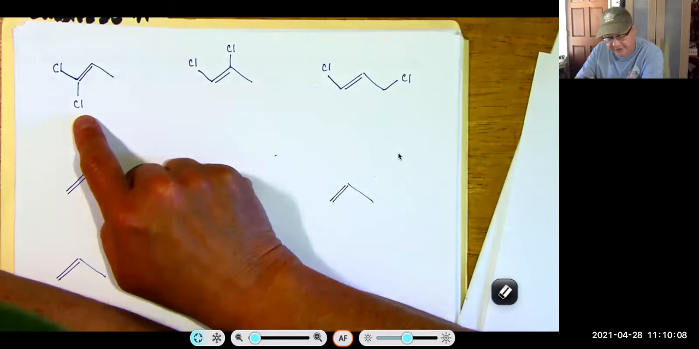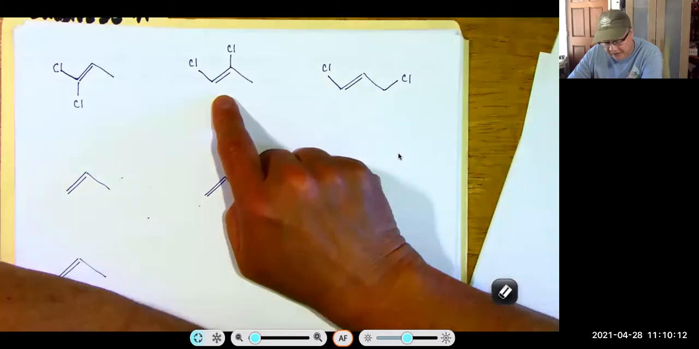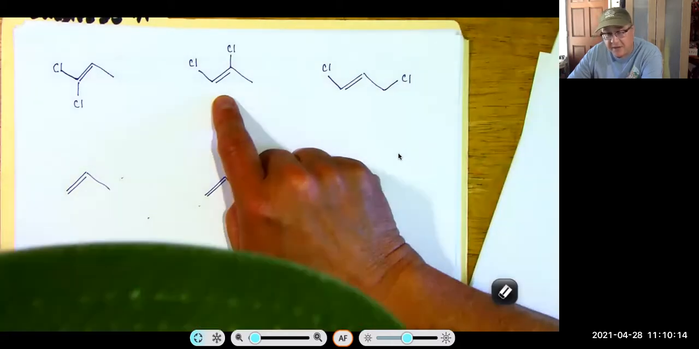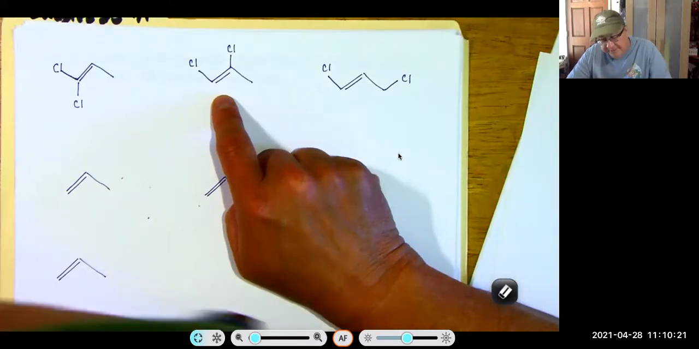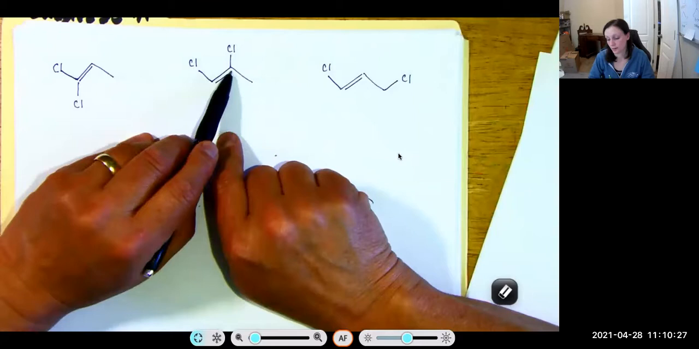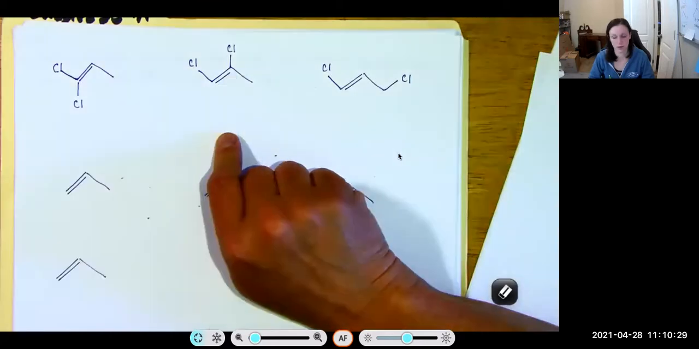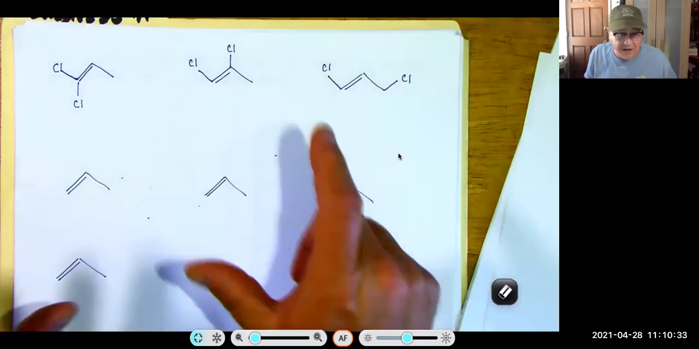No cis trans. Does this have a double bond? Yeah. Does it have 2 hydrogens bonded to that double bond? Well, it certainly has one here, doesn't it? Is there a hydrogen bonded there? Oh, no. So this does not have 2 hydrogens bonded to the double bond.